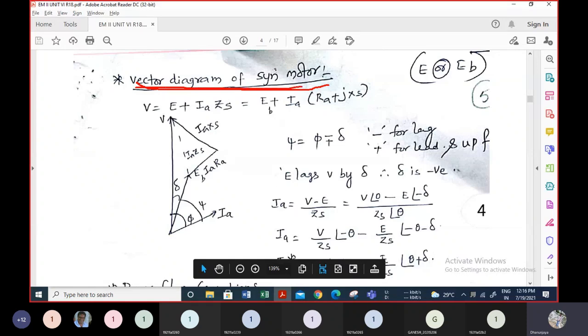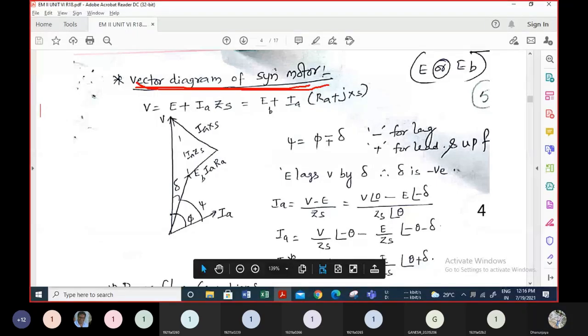We already discussed that the synchronous motor is not a self-starting machine, and in order to make the synchronous motor operate, we have used certain starting methods. That was discussed in the last class. Now, before we proceed to the vector diagram of the synchronous motor, try to understand what we have discussed.